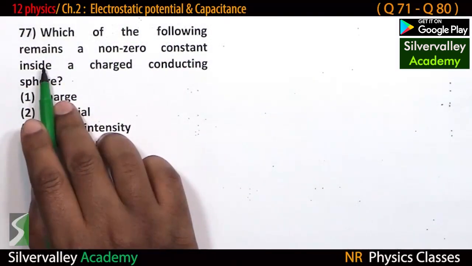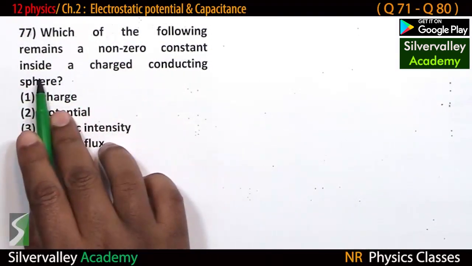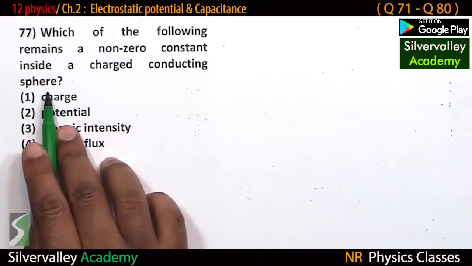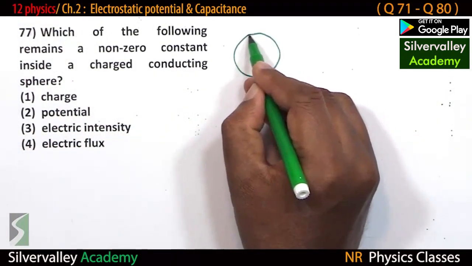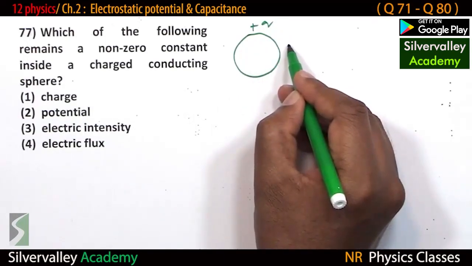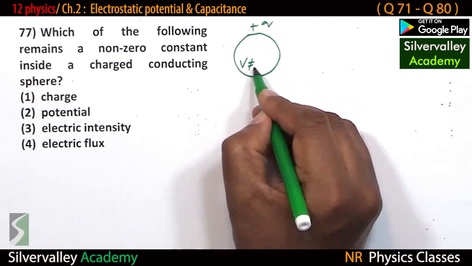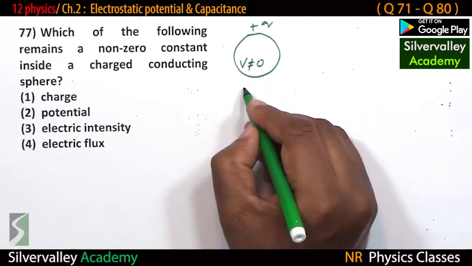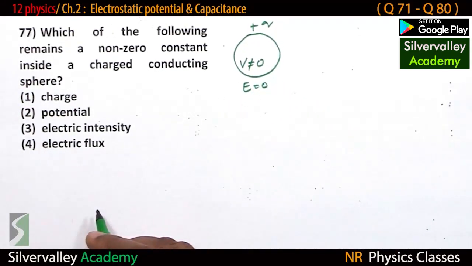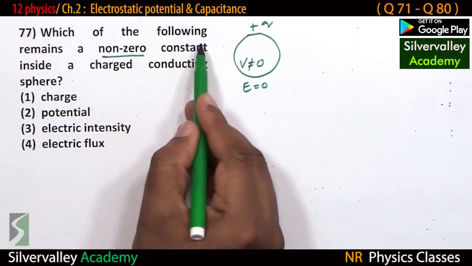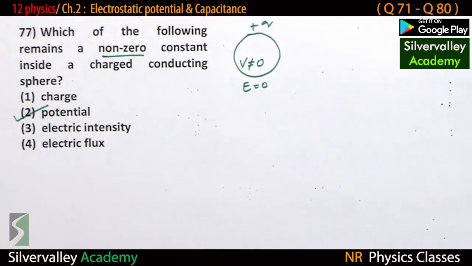Which of the following remains a non-zero constant inside a charged conducting sphere? Charged sphere means potential remains constant. Potential is not equal to 0, whereas electric field is 0. So the non-zero constant is potential.